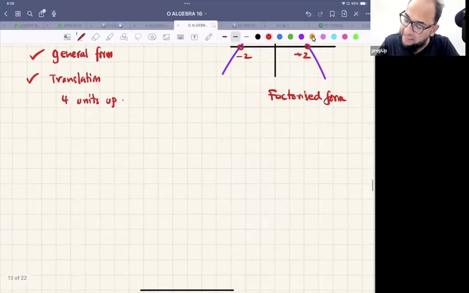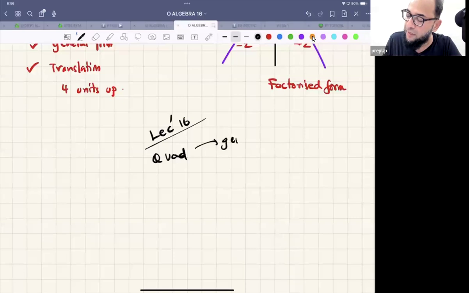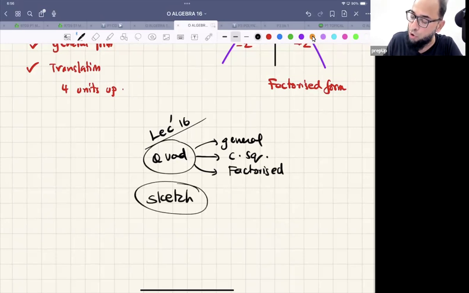So basically now I can comfortably end my lecture, lecture 16, quadratics: general form, completed square form, factorized form, all the 3 forms. Based upon these, we have done a lot of sketches and now it's done and dusted.